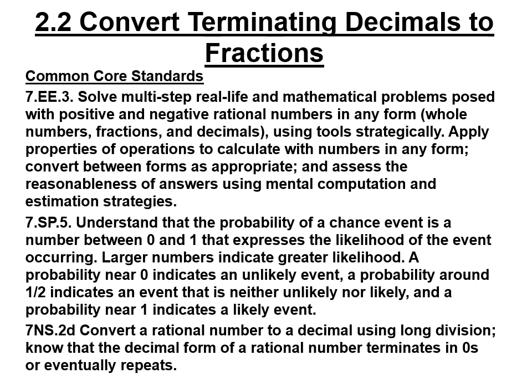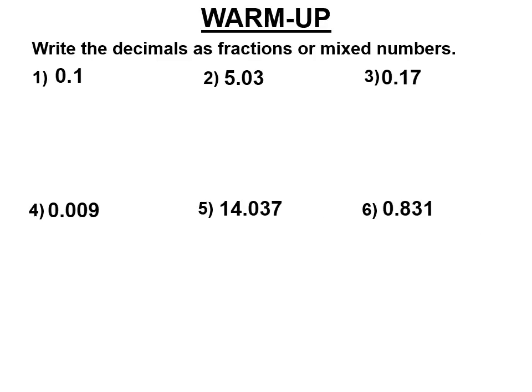All right, in 2.2, we're going to convert a terminating decimal, whatever that is, to a fraction. So we're going to write these decimals as fractions or mixed numbers. So we have 0.1 there, which is 1/10. And again, we have the leading zero there, which I don't always write. And then we have 53/100ths.